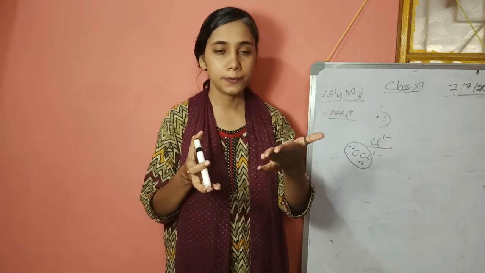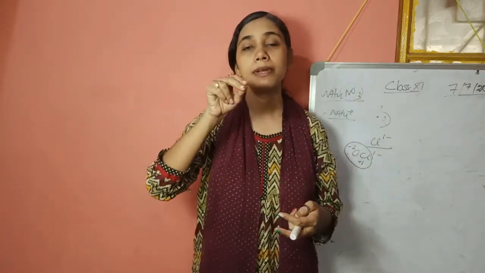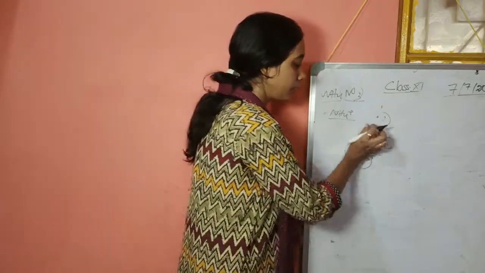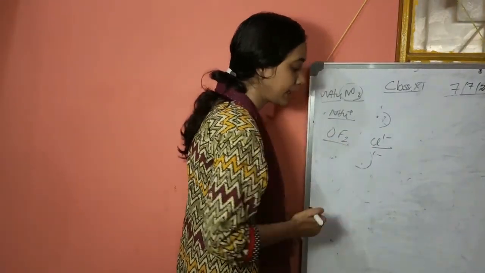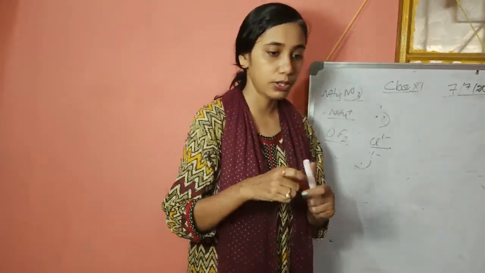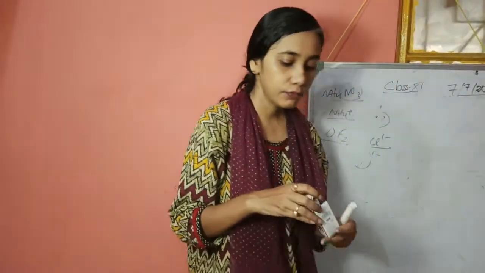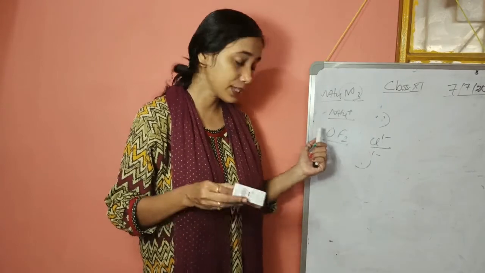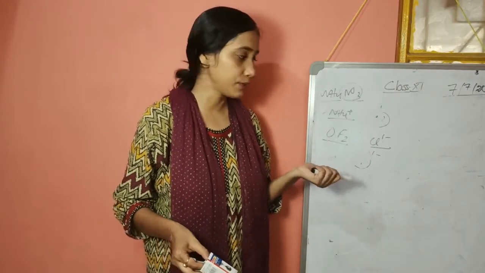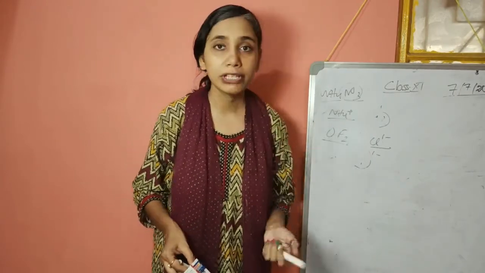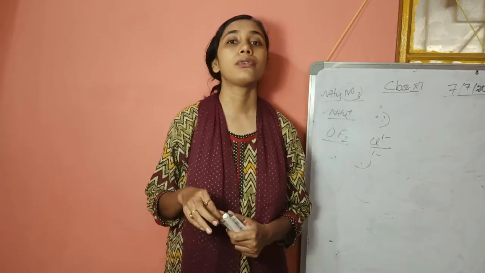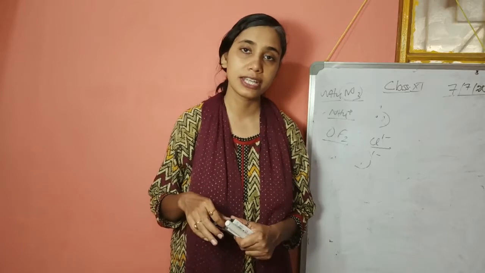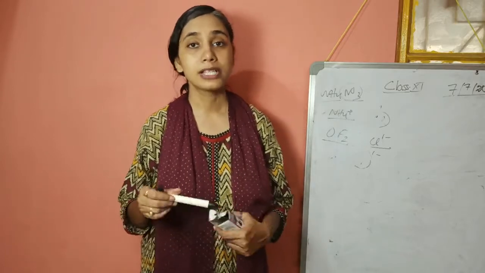Sometimes examples like F2O, it's a compound where two elements are present, or we sometimes write OF2 as well. OF2 is a molecule which has two different atoms, where fluorine is more electronegative than oxygen. So obviously here fluorine will have a negative oxidation state and oxygen will have a positive oxidation state.